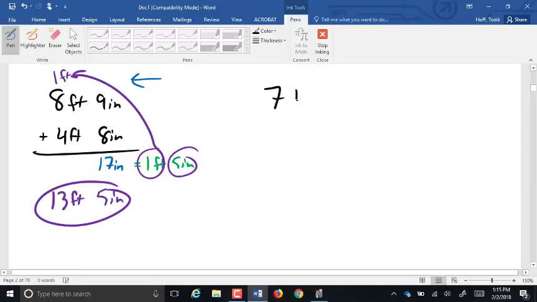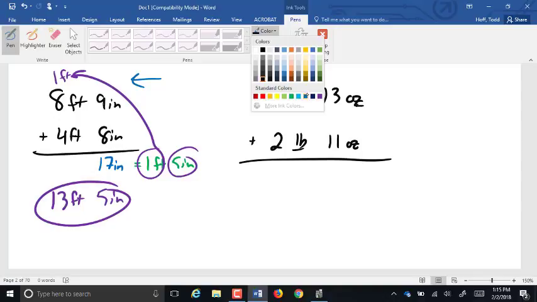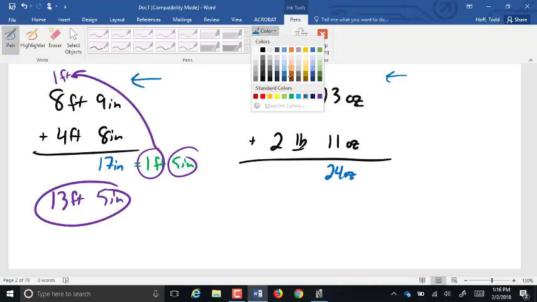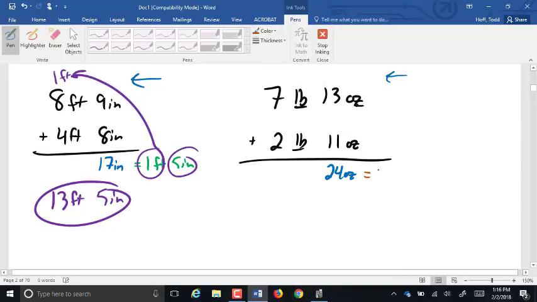How about 7 pounds, 13 ounces plus 2 pounds, 11 ounces? Start on the right, work right back to the left. 13 and 11 make 24. Is that bigger than a pound? How many pounds can I get out of there? 1 pound. 1 pound is how many ounces? 16. So how many would be left over?